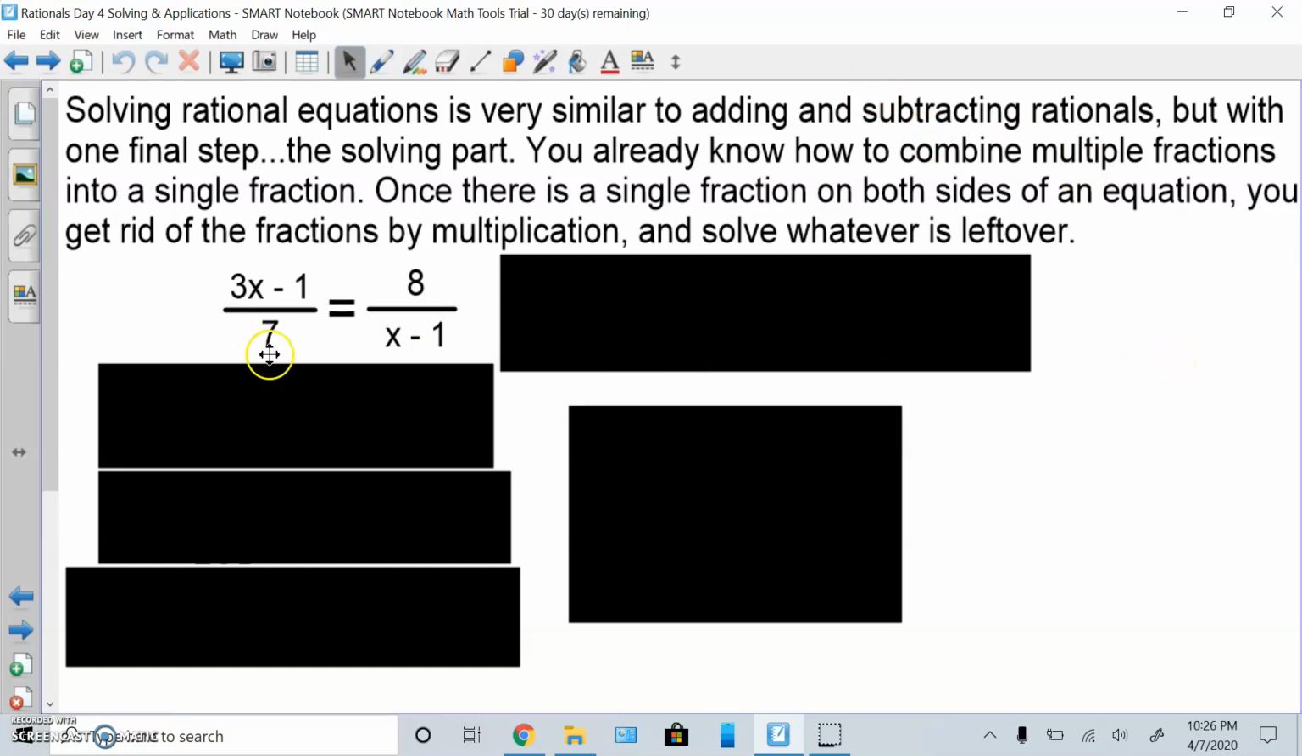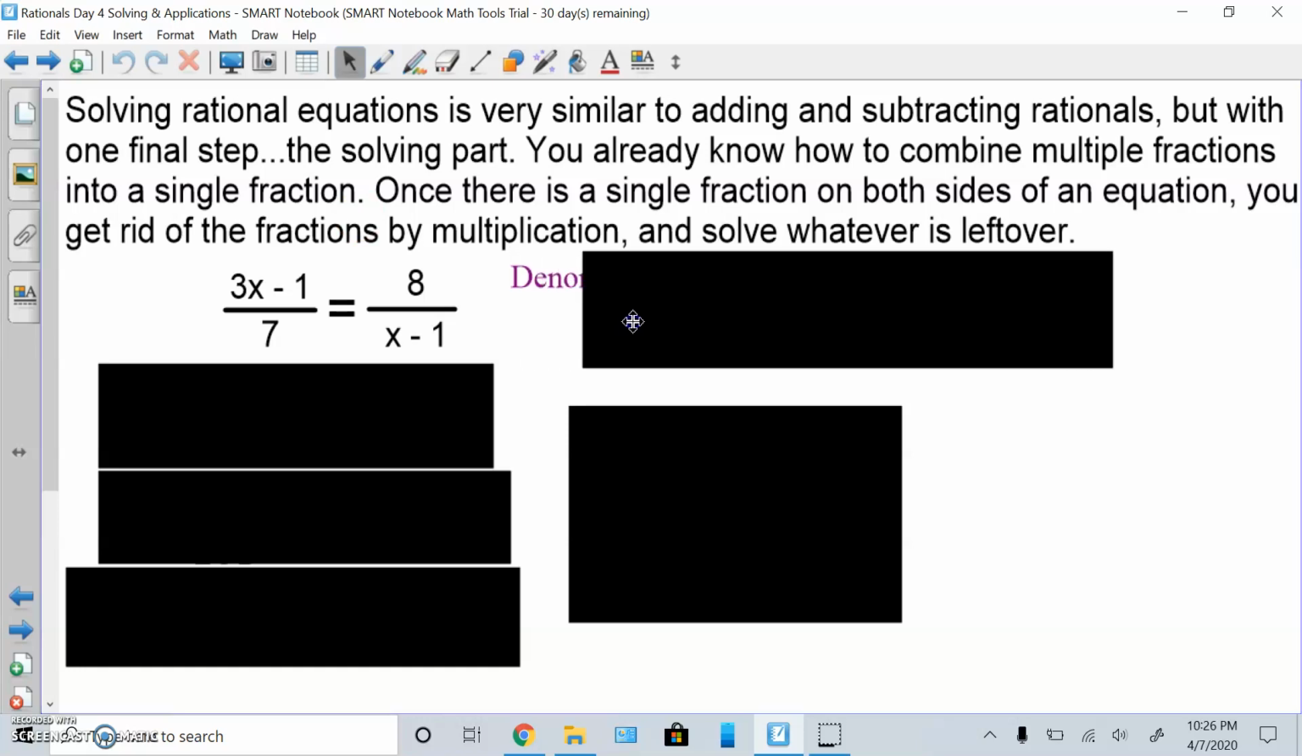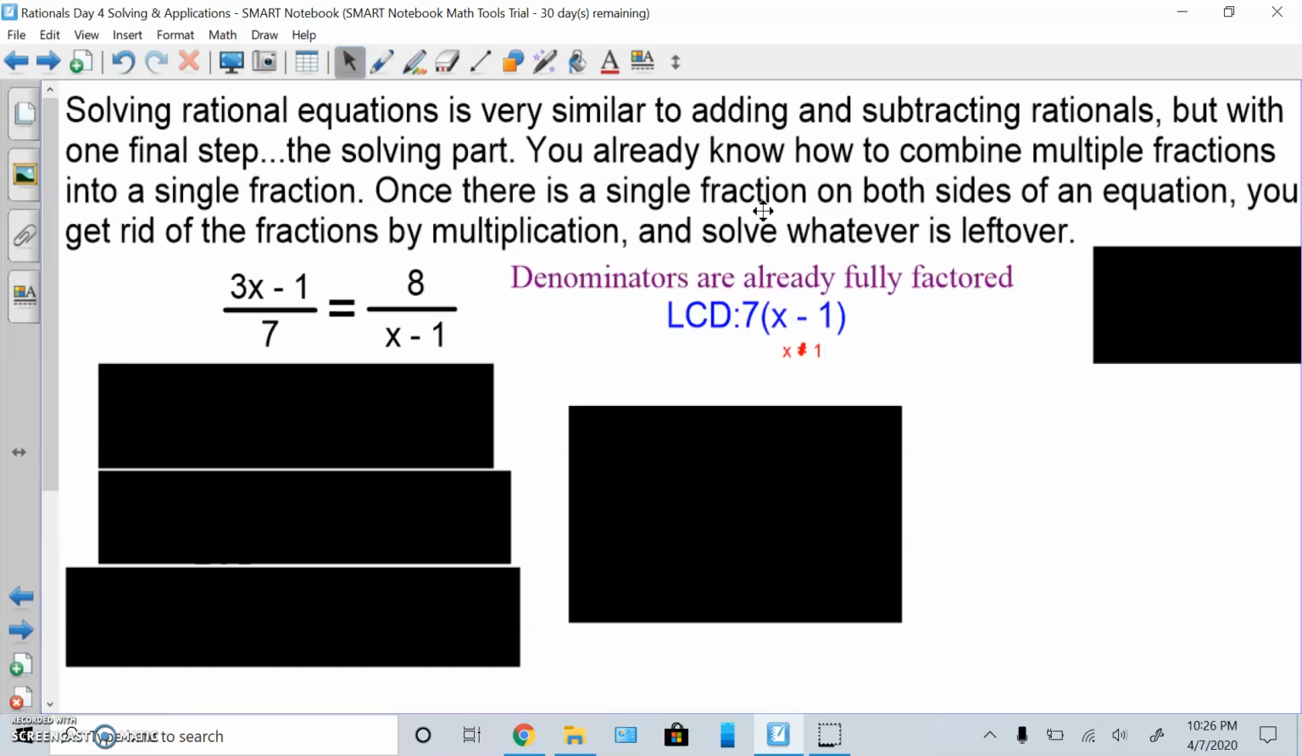So this bottom, 7, that's prime, can't do anything. This is x minus 1, linear, no GCF, can't do anything. So they're both prime. After you factor, you find the GCF. So we need a 7. There's 1 there, 0 there, so the most is once. Then we have x minus 1. There's 1 here, 0 there, so we need at least 1. And that's it. That's everything.